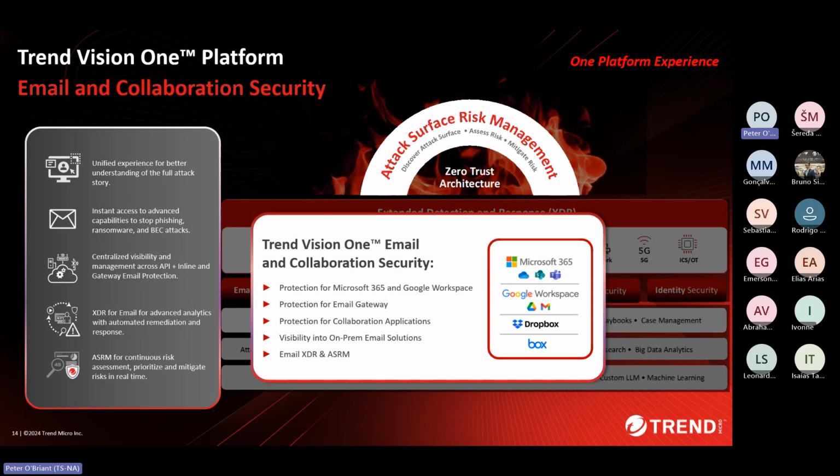So same thing here with the email and collaboration security. From here, you can also set it up to prevent phishing, ransomware, and it also protects against business email compromise attacks. So all these different items make it a lot easier than jumping around from one area to the other.